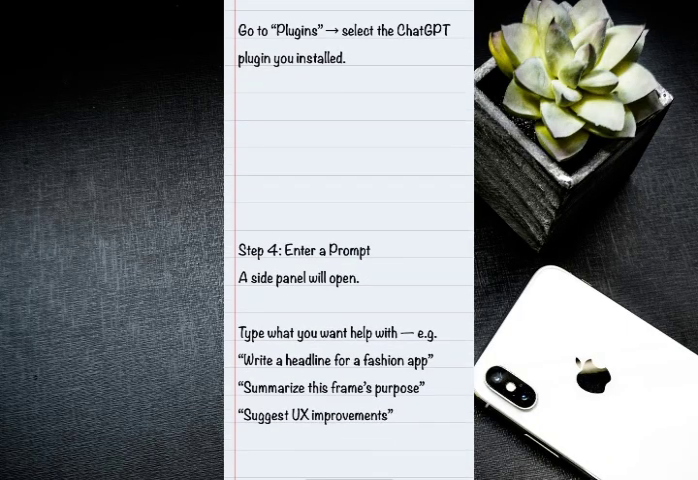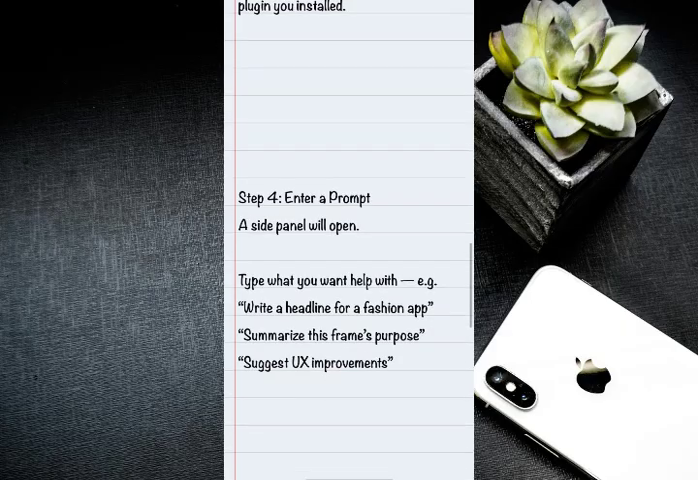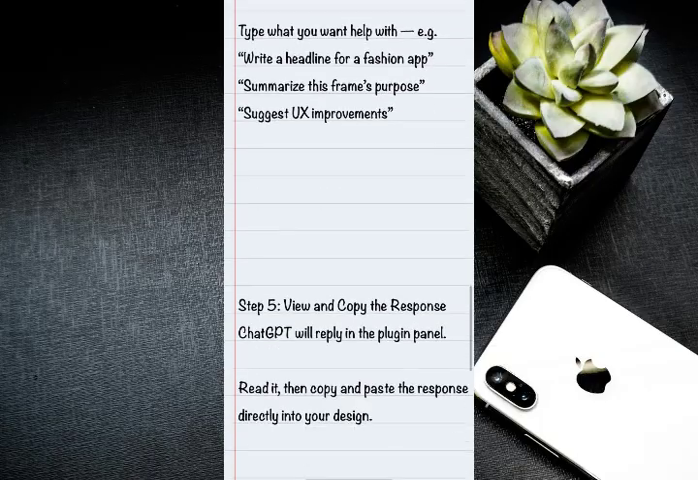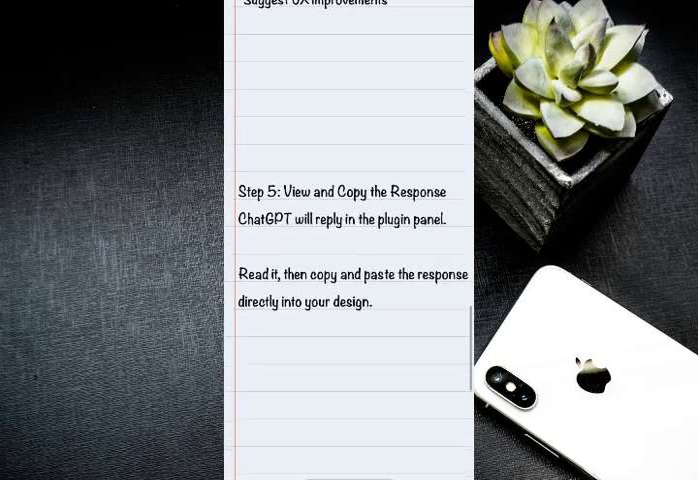Then on step 4, you have to enter a prompt. A side panel will open, then type what you want help with. For example, write a headline for a fashion app, or summarize the frame's purpose, or suggest a UX improvement. You can ask anything from the plugin.